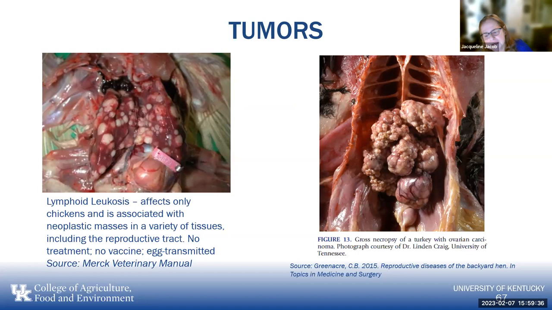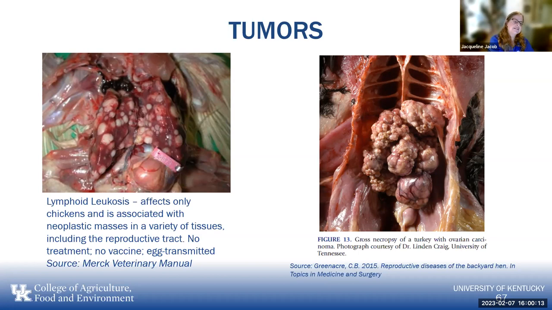Tumors are quite common in birds. Lymphoid leukosis affects only chickens, so it doesn't affect the other domestic poultry species. It's associated with neoplastic masses in a variety of tissues, including the reproductive tract. There is no treatment, there is no vaccine, and it is egg transmitted. It just has a very long incubation period so that it usually does not become infective and show problems until they are older.